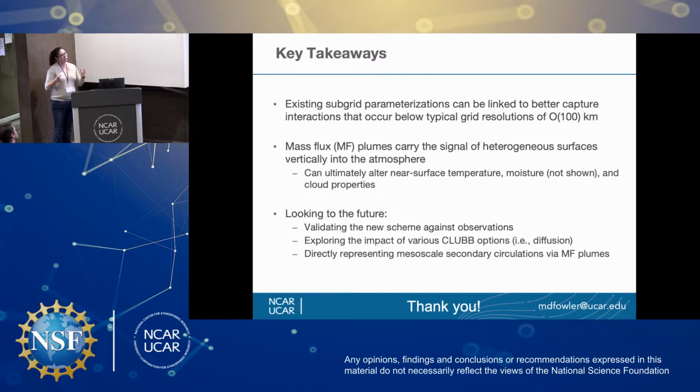But the goal is really to use this as a way of representing those mesoscale secondary circulations directly. So if we have these mass flux plumes, we can say, this is the updraft plume, here's the downdraft, and start capturing maybe connections between them to represent overturning circulations in the atmosphere. So with that, I will end. I'm happy to take questions.